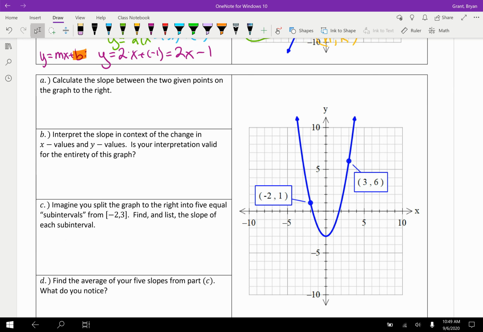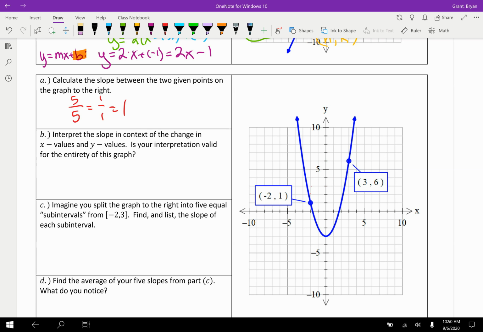Calculate the slope between the two given points on the right. Well, we have 2 points here. It might even be just quick enough to count it, right? 1, 2, 3, 4, 5 over 1, 2, 3, 4, 5. Cool. So it looks to me like our slope is 5 over 5, or 1 over 1, or just 1. That's easy. Let's double check. Up 1 over 1, up 1 over 1. Yeah, okay. So our slope definitely looks to be 1.